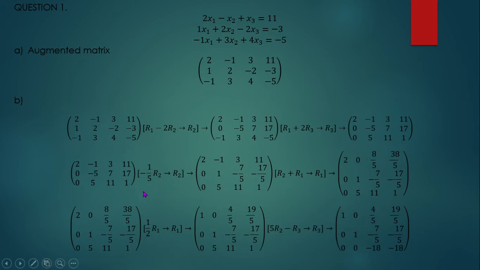So first, we have the augmented matrix. The technique is I want to make 2 here the main pivot. So first I want to make this 1 and -1 into 0. What I'm going to do is subtract R1 from 2 times R2 and substitute into row 2. So we have 0, -5, 7, and 17. Next, I want to make -1 into 0. R1 plus 2 R3, substitute into R3, we have 0, 5, 11, and 1.